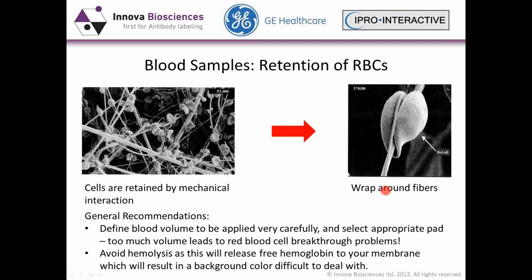If you go with whole blood samples, you have to define your blood volume very carefully, because it's not only the question of how much serum you need to see the signal that you want to see. The question is also how many blood cells you apply with that serum, because too much volume will lead to red blood cell breakthrough problems, and this is background you will not be able to block. And of course, you must avoid hemolysis, because free hemoglobin on your membrane will result in a background color that's difficult to deal with. Signal from red gold particles on a red background usually gives very poor signal-to-noise ratios.